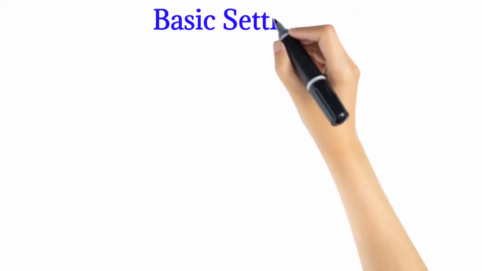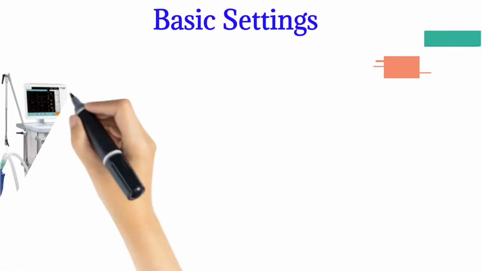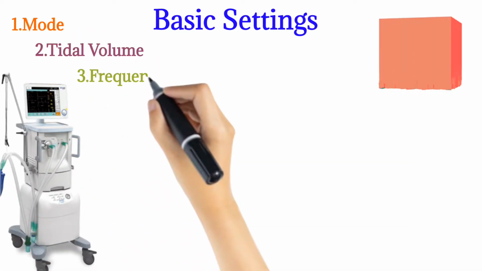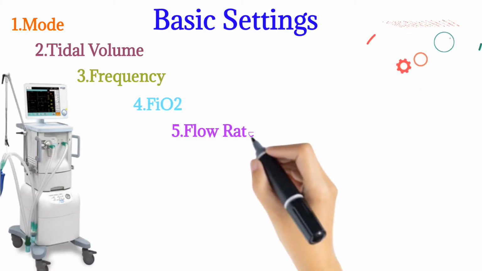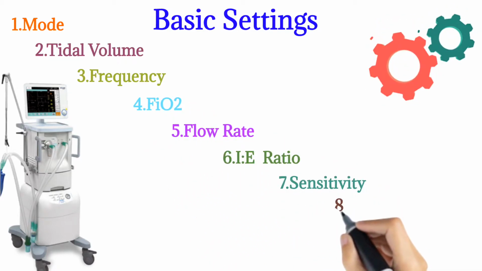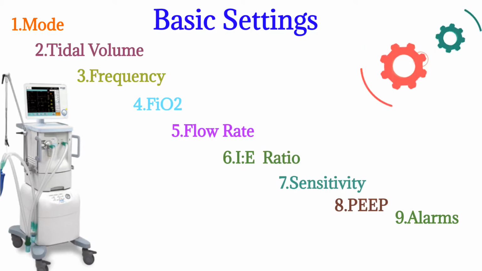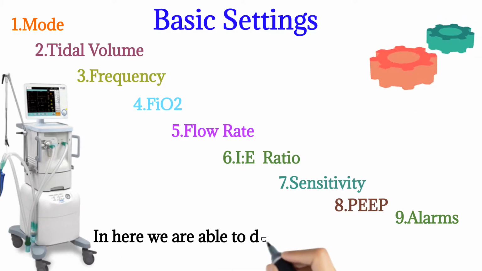Examples of the basic ventilator settings: mode, tidal volume, frequency, rate, FiO2, flow rate, inspiration to expiration ratio, sensitivity, positive end expiratory pressure, alarms. Here we are able to describe the different modes of the ventilator.